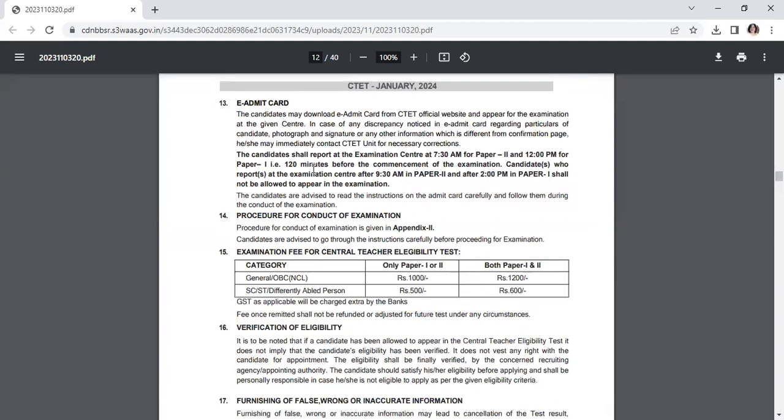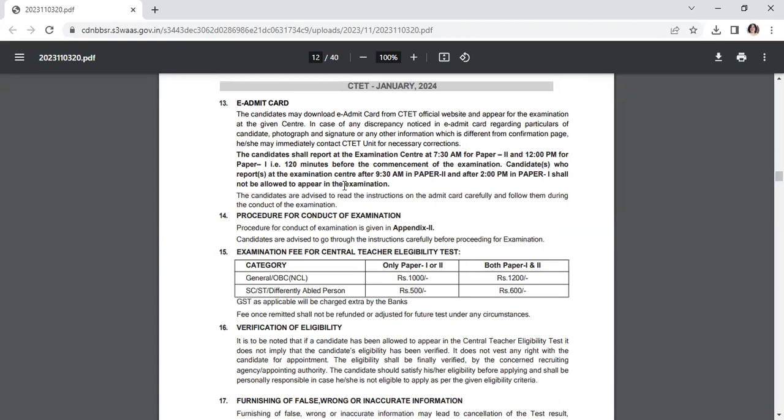Admit card. The candidates may download the e-admit card from the CTET official website and appear for the examination at the given center. In case of any discrepancy noticed in the e-admit card regarding particulars, the candidate's photograph, the signature or any other information which is different from the confirmation page, she may immediately contact the CTET unit for necessary correction. For necessary corrections, the candidate shall report at the examination center at 7:30 a.m. for paper second and 12 p.m. for paper first. That is 120 minutes before the commencement of the examination.